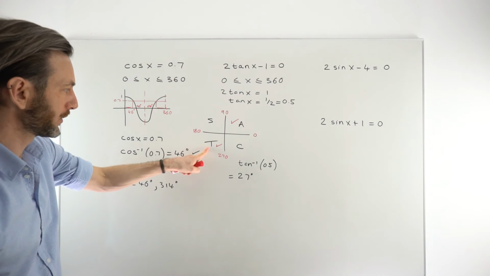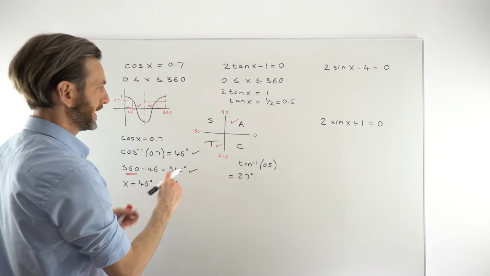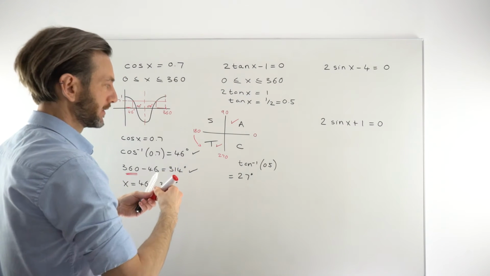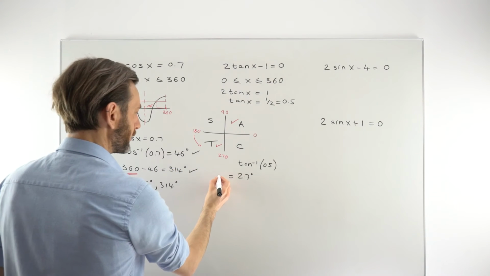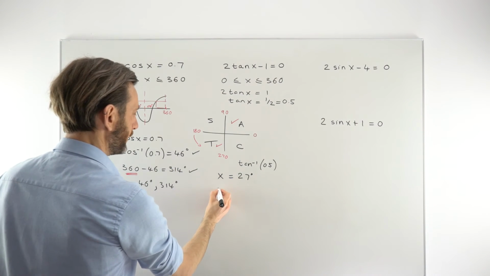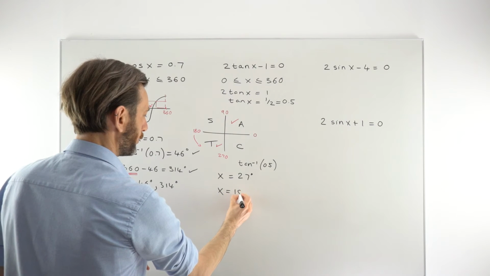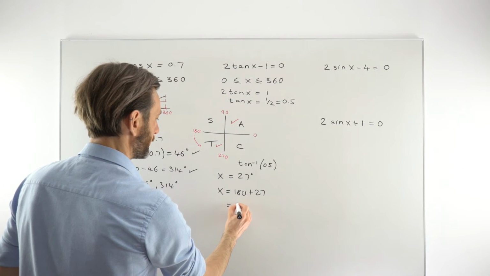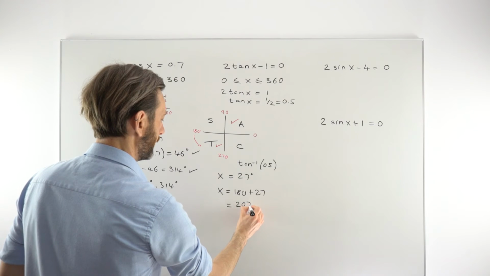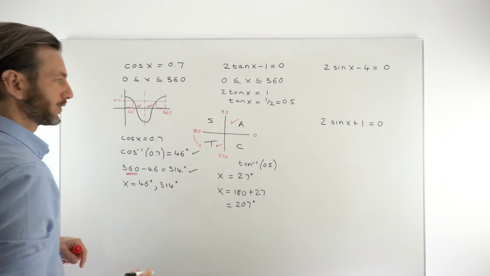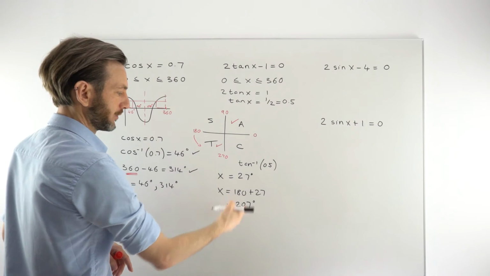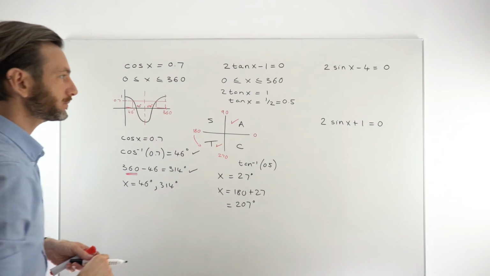The second solution has to be in here, so we're going to do 180 plus that first solution, and that's how we get the second one. So that would be our first solution, x equals 27. The second one will be x equals 180 plus 27 degrees, which comes out to be 207 degrees. So first solution in quadrant 1, second solution in quadrant 3. These are our two solutions.